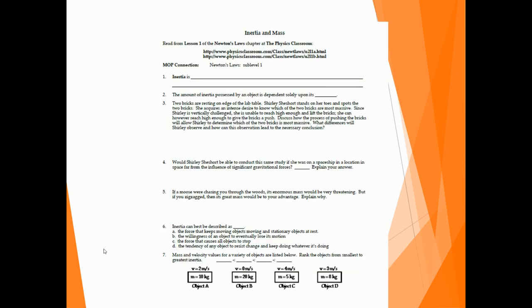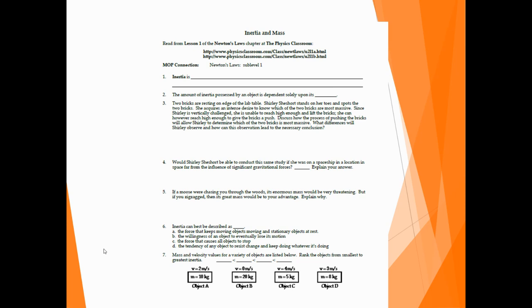So on orange page 22, we have a worksheet from Physics Classroom, and this one starts out with writing what inertia is. So inertia, again, is the tendency of an object to resist any changes to its state of motion. So number 2, the amount of inertia possessed by an object is dependent solely upon its mass.